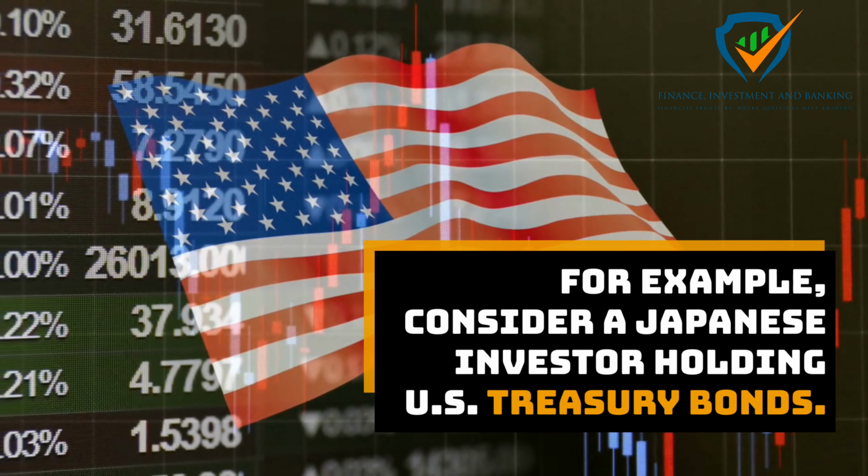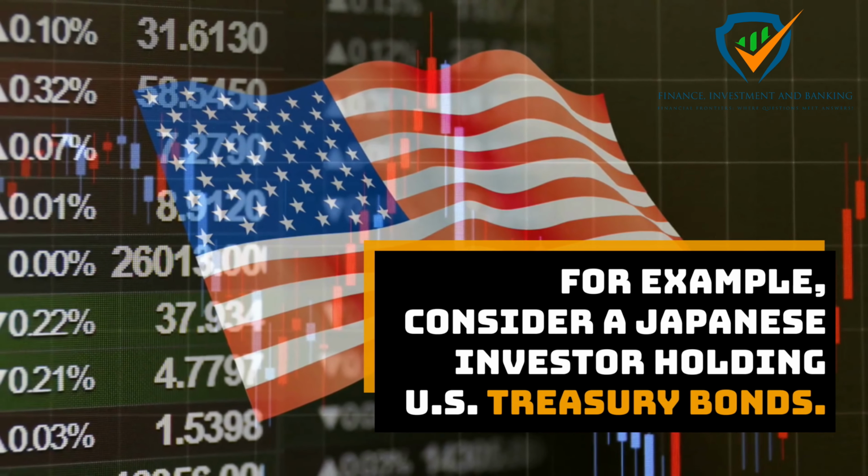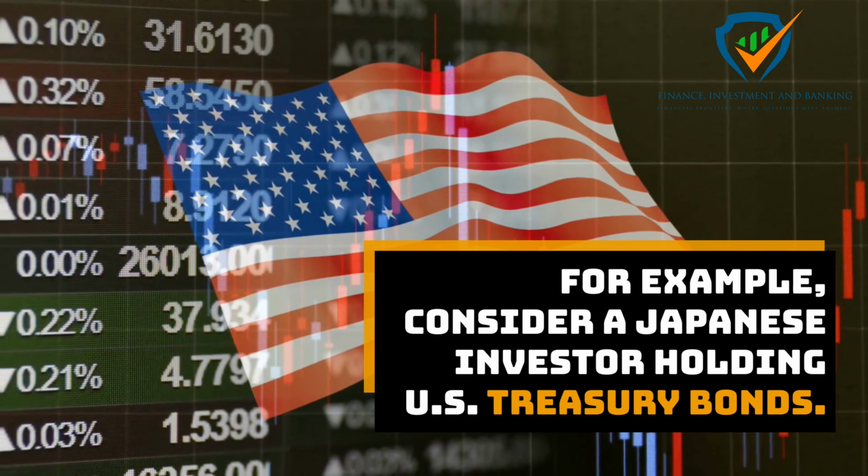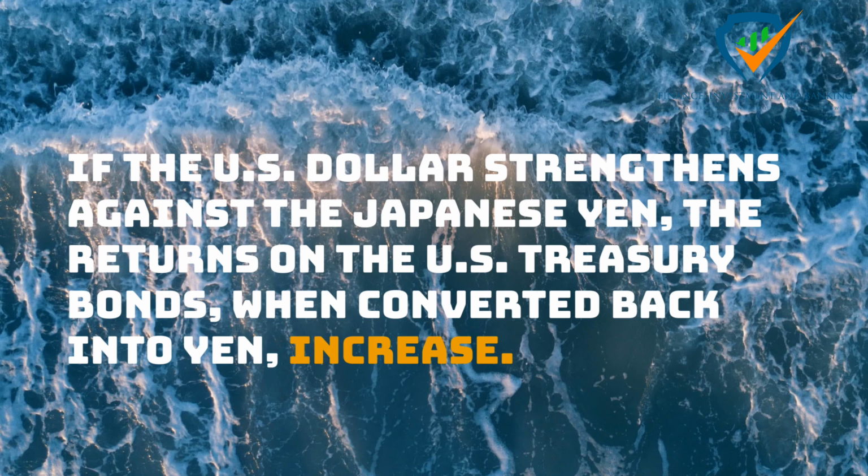For example, consider a Japanese investor holding U.S. Treasury bonds. If the U.S. dollar strengthens against the Japanese yen, the returns on the U.S. Treasury bonds, when converted back into yen, increase. Conversely, a depreciation of the U.S. dollar would result in lower returns for the Japanese investor. In this way, exchange rate movements can significantly influence the attractiveness of international assets to investors from different countries.